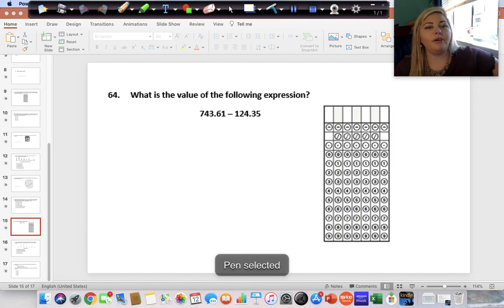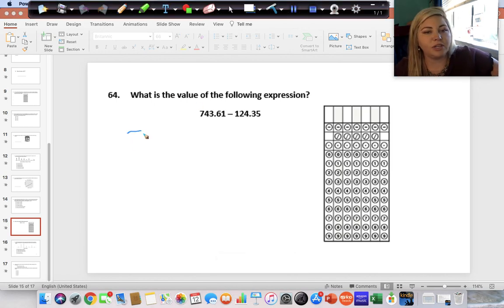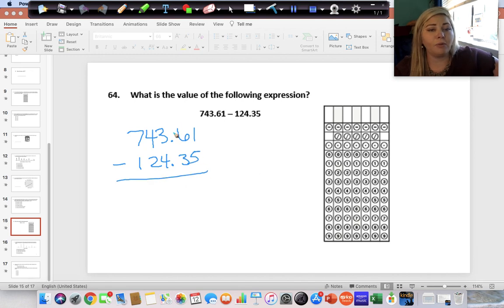Okay, what is the value of the following expression? To do this, we need to line up our decimals. When you are adding or subtracting decimals, you need to make sure that they are lined up. When you're multiplying, it does not matter, but when you're adding and subtracting, it matters.